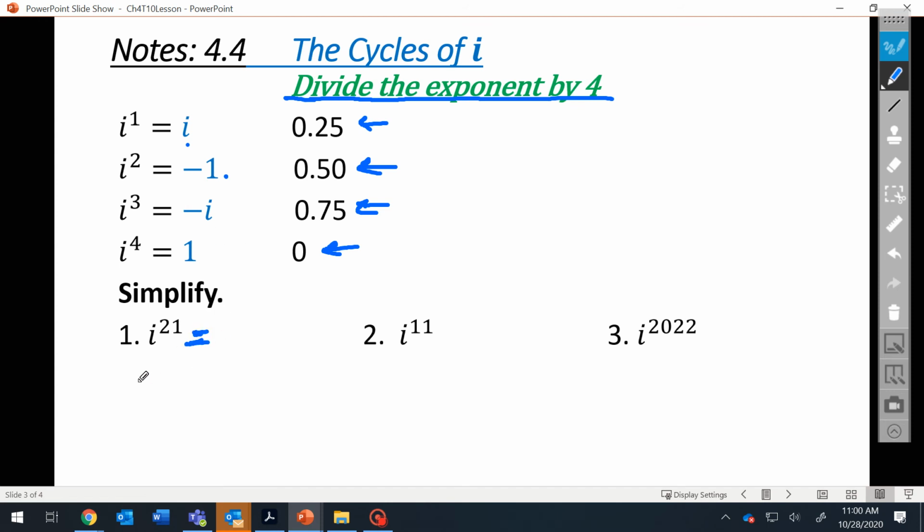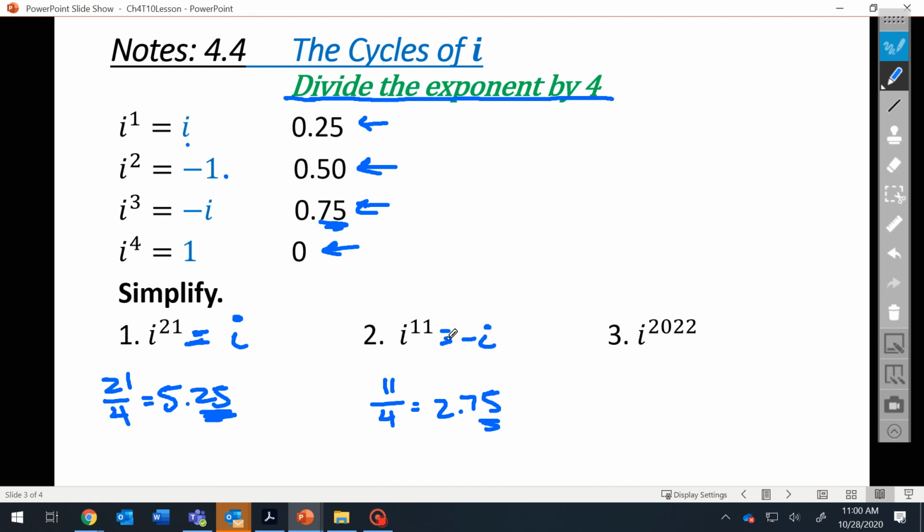So if I divide 21 by 4, i to the 21st power, I'm going to get 5.25. Well, the decimal is 0.25, so that's the first one in the cycle, so this just reduces to i. I to the 11th power, so 11 divided by 4, that is 2.75. That's the third one in the cycle because it ends in 0.75, so that reduces to negative i.